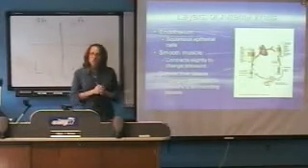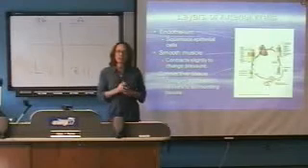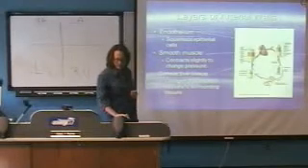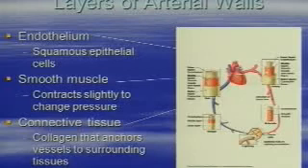There are different layers of the arterial wall. If we zoom in, endothelium is going to be the innermost layer, endo meaning inside, of the blood vessels. That is made up of a simple squamous epithelium. Once again, simple squamous is one cell layer thick. The endothelium is very important because it lines the inside of the heart and also the inside of blood vessels.